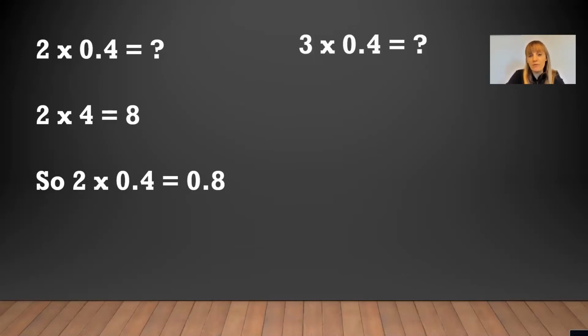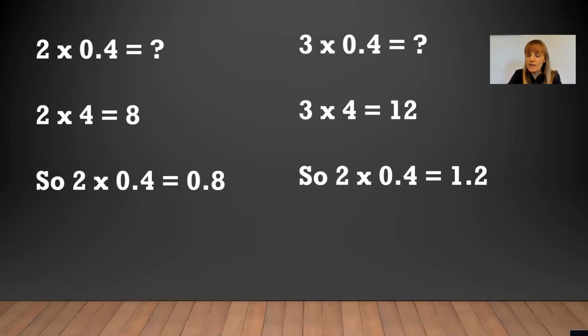3 times 0.4. Now, our known fact here would be 3 times 4 is 12. Some people get a bit confused as soon as it's a 2-digit number, but use the same knowledge. 0.4 is 10 times smaller than 4. So that means if we're timesing by 0.4, our answer's got to be 10 times smaller. So it would become 1.2. Hope that's okay. If you need to have a practice at some more, maybe jot some more down for yourself and see if you can figure out where those known facts can come in useful.